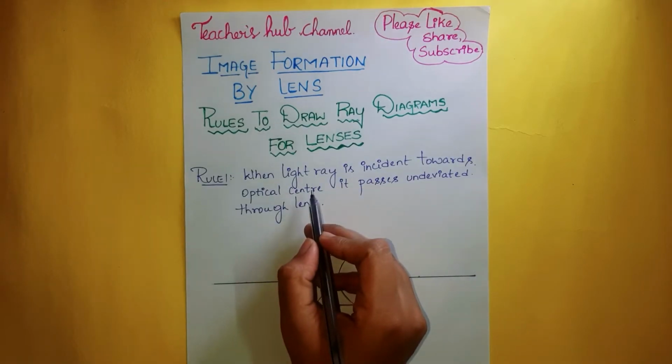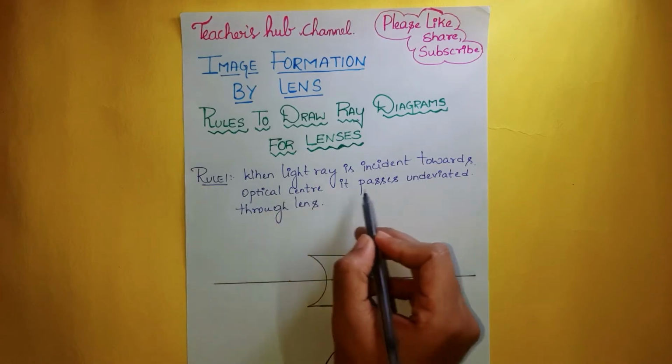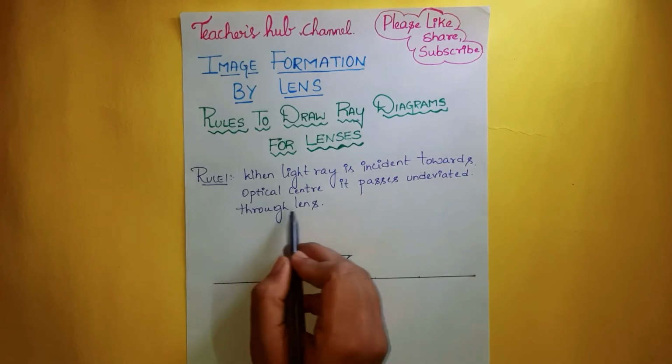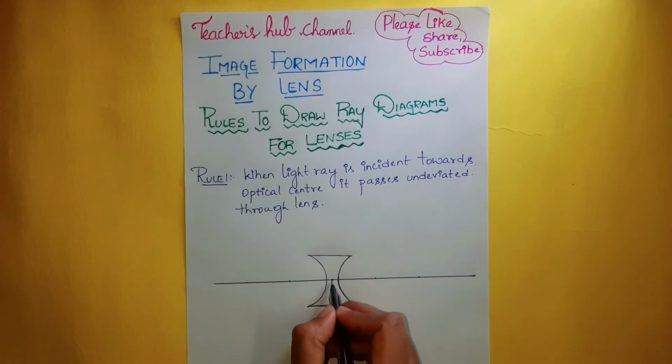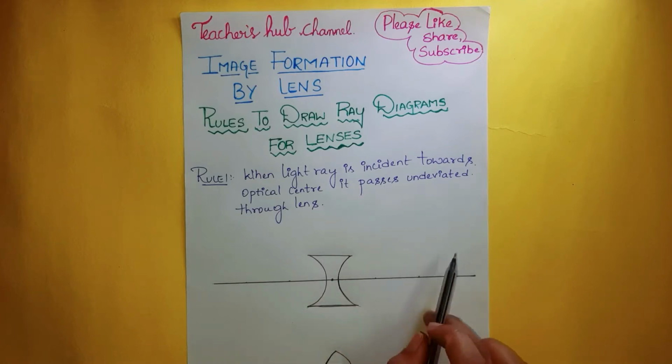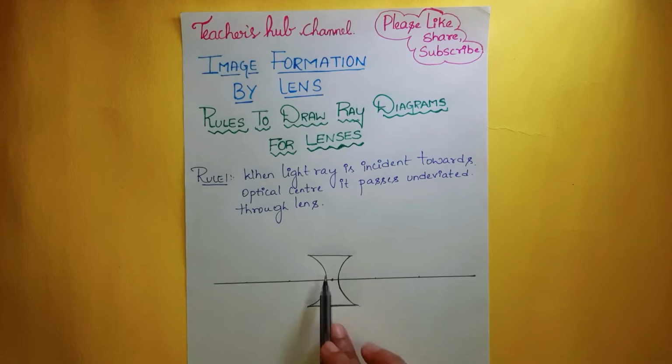So here is rule number 1. When the light ray is incident towards the optic center, it passes undeviated through the lens. Here I have taken the concave lens. As you know, the exact center of the lens is called the optic center. The first rule states that when the light ray is incident towards the optic center, it passes undeviated through the lens. We'll see how.